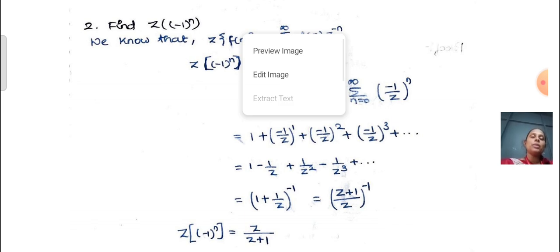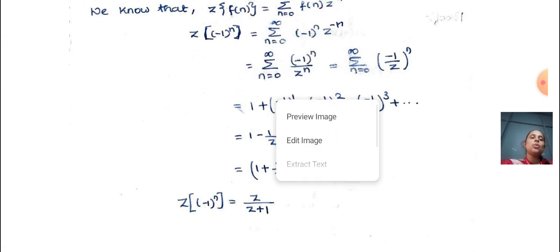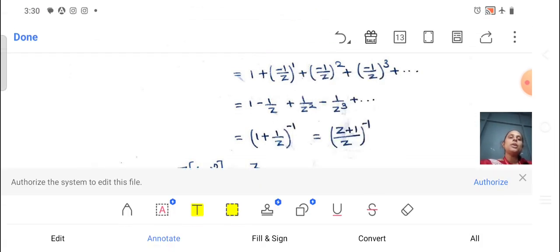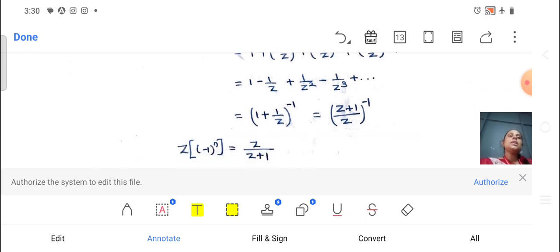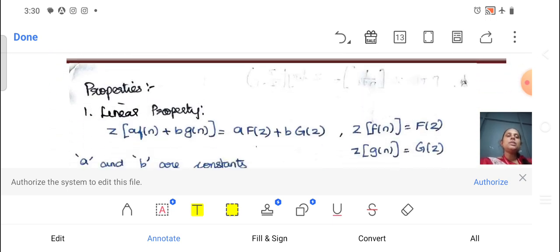The binomial formula is (1 minus x) the whole inverse. Here the sign alternates, so we put positive: (1 plus x) the whole inverse. So (z plus 1) divided by z, the whole inverse. Next, cancelling the inverse, we get z divided by z plus 1. Next we are going to see these basic properties.